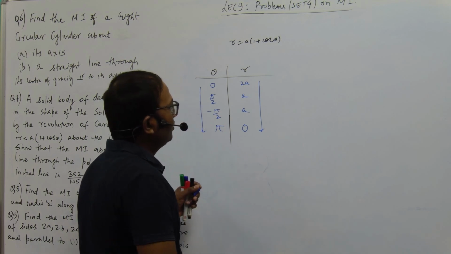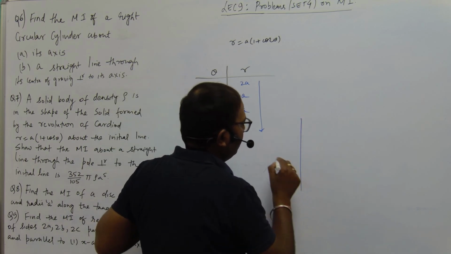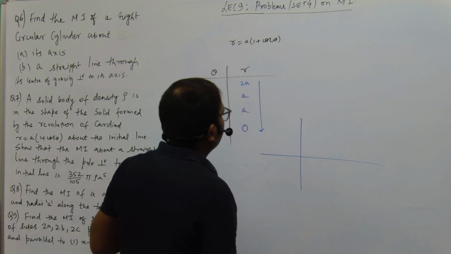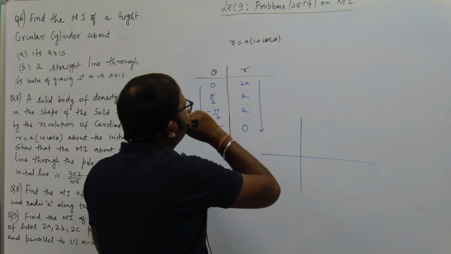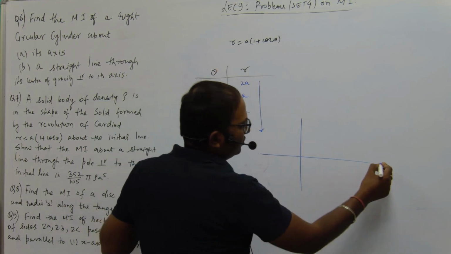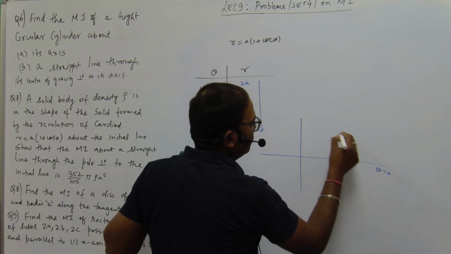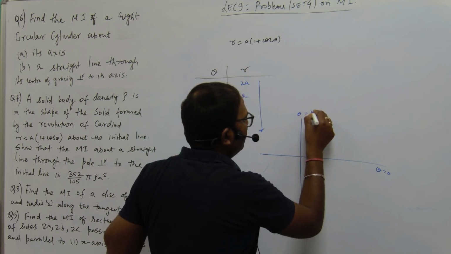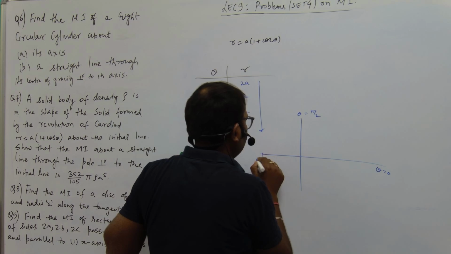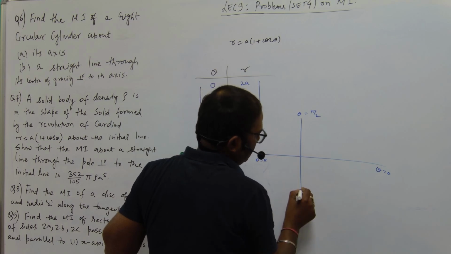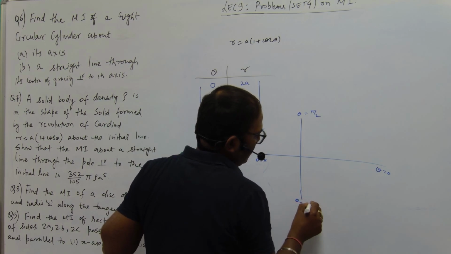Okay, so what will be the plot of this? Let us have the plot like this. When the value of theta is 0, this is the initial line, theta is equal to 0. This is theta is equal to pi by 2, this is theta is equal to pi, and this is theta is equal to minus pi by 2.